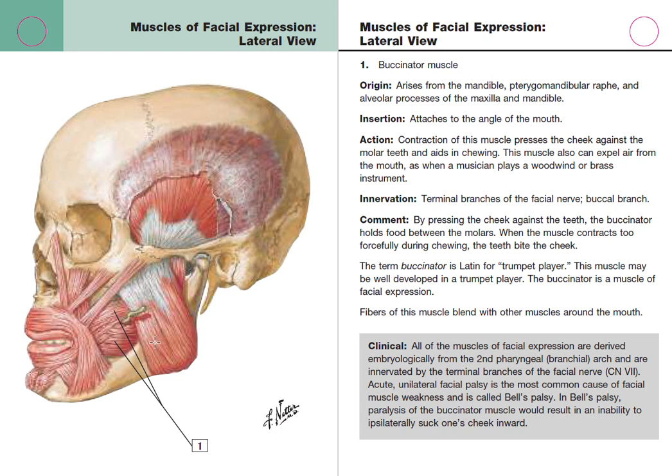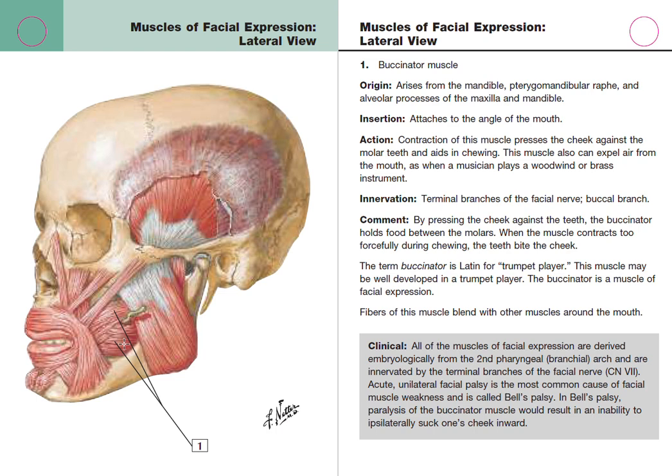Speaking of the buccinator, the muscle is more medial, more medial to the orbicularis oris. The buccinator arises from the mandible, the pterygomandibular raphe, and the alveolar process of the maxilla and the mandible. The buccinator attaches to the angle of the mouth.